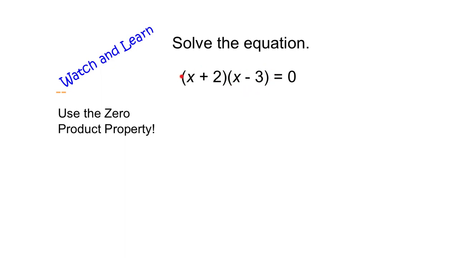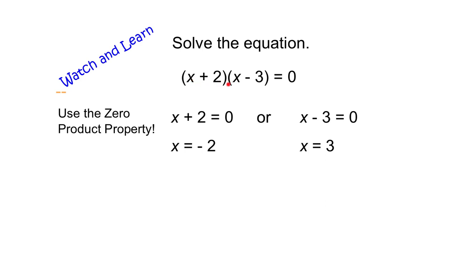So if this is the question, (x + 2)(x - 3) = 0, then we can say either x + 2 is equal to 0 or x - 3 is equal to 0. Now, if x + 2 is equal to 0, then x equals negative 2. But if x - 3 equals 0, then x equals 3. So I hope you can see that these are both answers to this question.